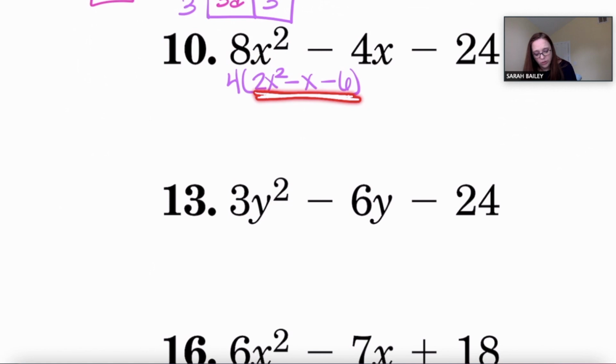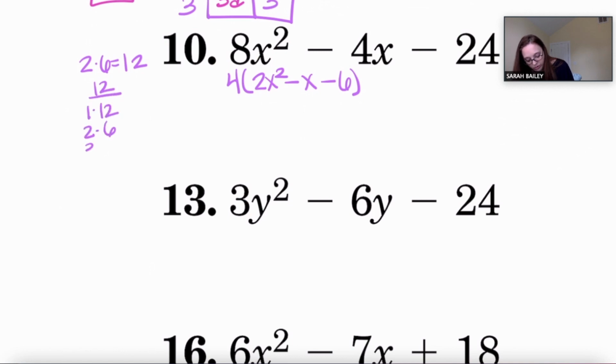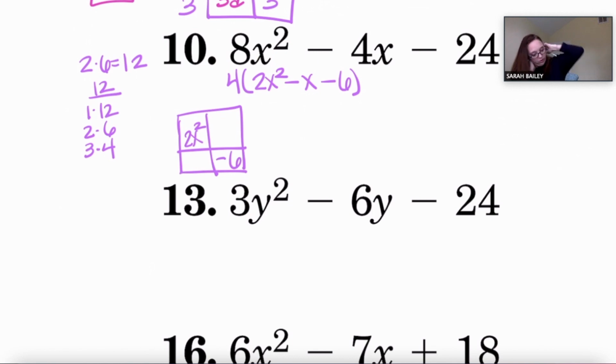So I'm going to do 2 times 6, and I get 12, and then list out the factors of 12. Okay, and then I'm going to come over and do my box. So I'm going to put a 2x squared here, a negative 6 there. And then I'm looking for a pair of factors that would give me negative 1.